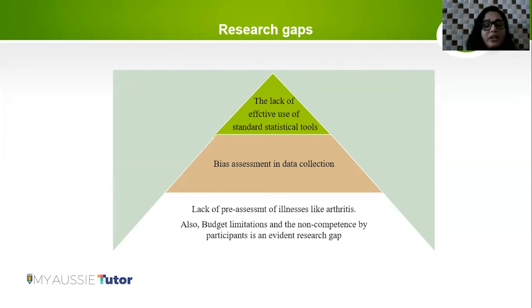Second, the bias assessment in data collection. The researcher did not mention whether he kept himself anonymous while collecting the data, which could have reduced the risk of bias while collecting the data. So this is a very essential and important part which can be included as a research gap, thereby minimizing the credibility as well as reliability of the study.